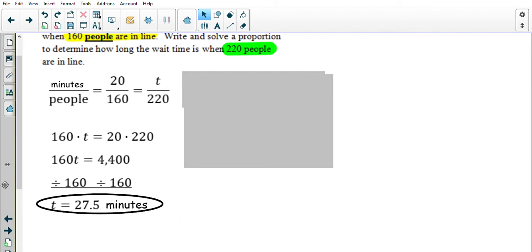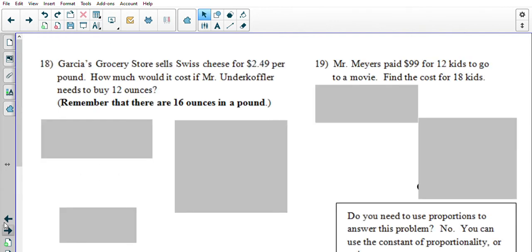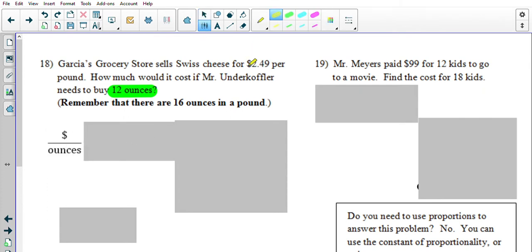All right, let's take a look at number 18, just working through these problems. Number 18 says Garcia's grocery store sells Swiss cheese for $2.49 per pound. How much would it cost if Mr. Underkoffler needs to buy 12 ounces? We're talking about cost and either number of pounds or number of ounces. Since we're trying to find the cost of 12 ounces, my suggestion is to use dollars and ounces as your labels. Now, you might be thinking, how do I deal with this first statement then?